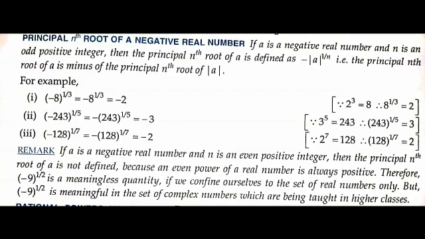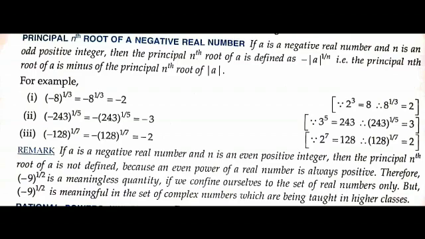In second, we have minus 243 to the power 1 by 5. So we will separate the minus sign and we can write 243 to the power 1 by 5, which gives minus 3. Why is it so? Since 3 raised to the power 5 is equal to 243, 243 to the power 1 by 5 will give 3. That is, the fifth root of 243 is equal to 3.